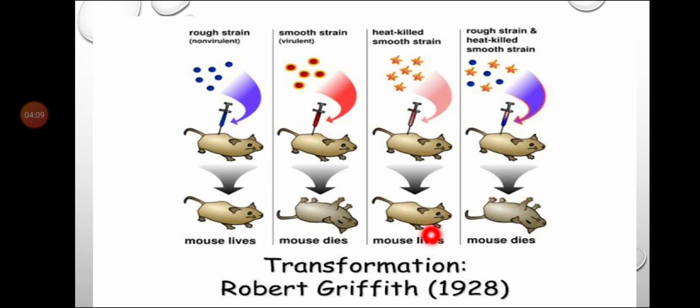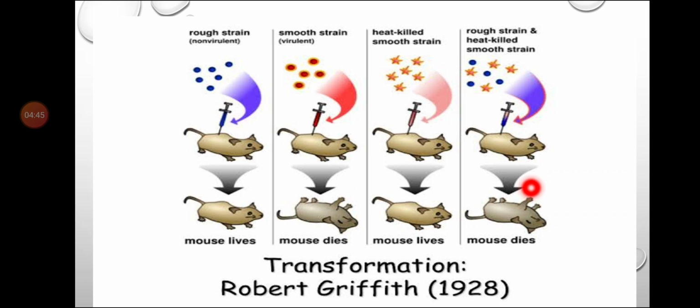Mouse is alive. The reason behind this, heat killed S strain means what? The heating effect is given to the S type of bacteria, and because of the heating effect, the virulence got over, and because of that this bacteria became safe. And in the last step, R strain plus heat killed S strain was injected into the mouse, and the result was that the mouse died. Then it was a question mark, how did this mouse die?